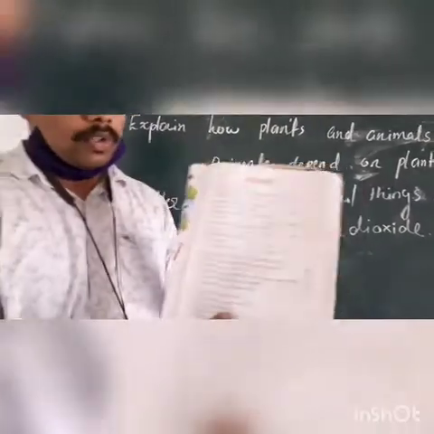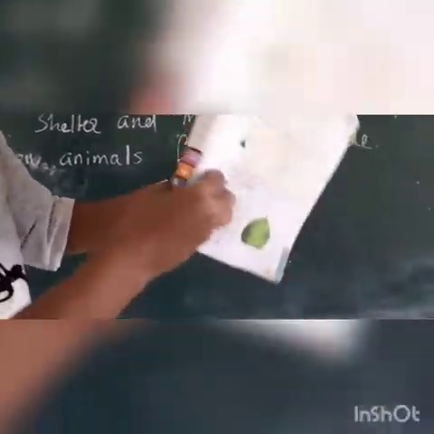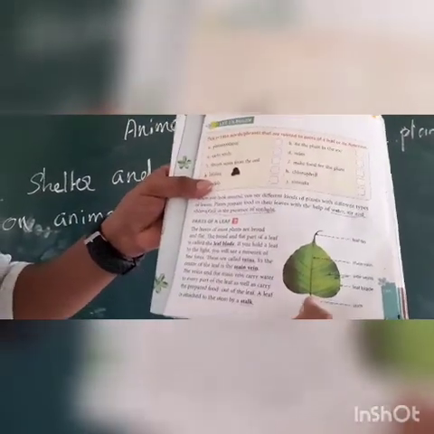The next question is, draw a well-labeled diagram of a leaf. I already drew it on the board. You have it in the textbook, and draw it in your notebook.